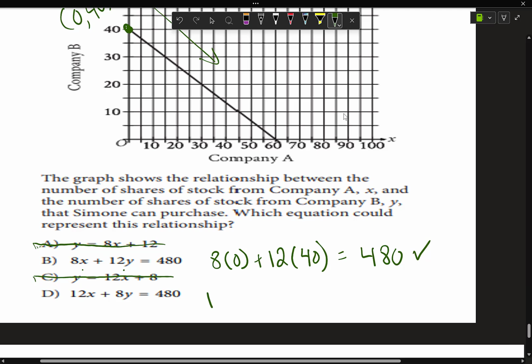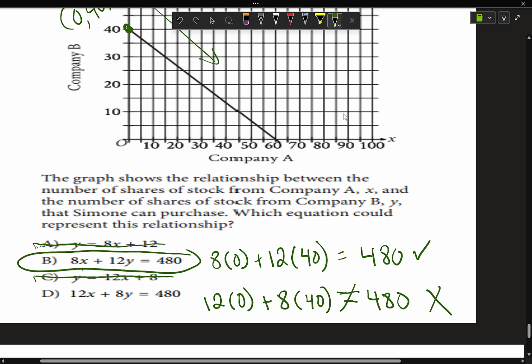But just to be sure, let's check this other one. Make sure it doesn't work. And we can see this other one, 12 times 0 plus 8 times 40, is not equal to 480. If you do the math, that's equal to 320. So that doesn't work. So the answer choice has to be B.